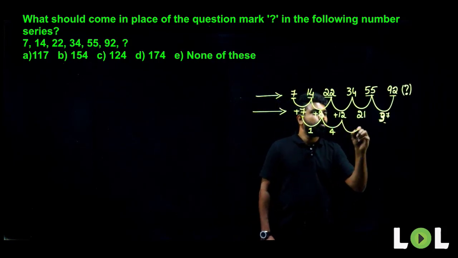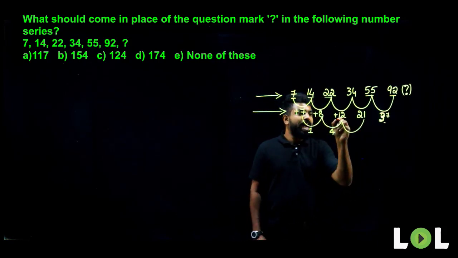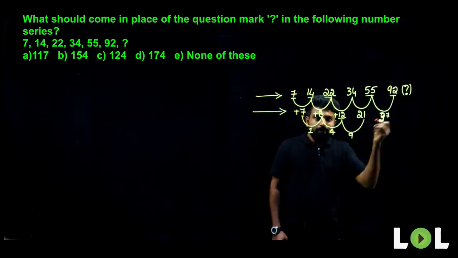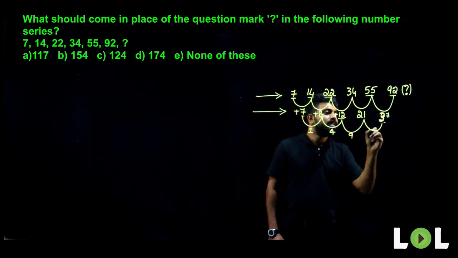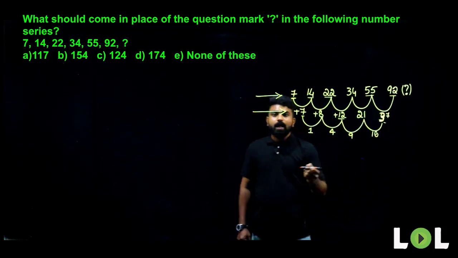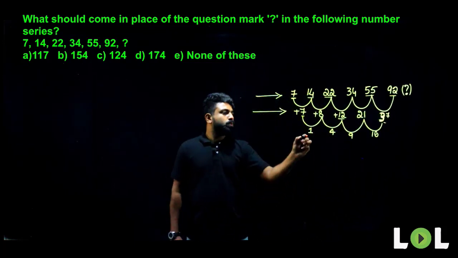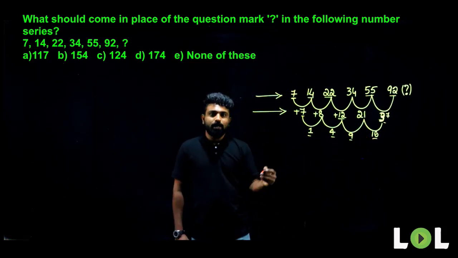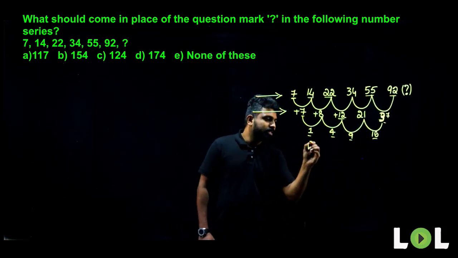What about 12 to 21? What do I need to add to 12 to get 21? I need to add 9. What about 21 to 37? I need to add 16 here. Now look at these terms. What are these? 1, 4, 9 and 16. These are nothing but squares, squares of consecutive terms starting from 1.